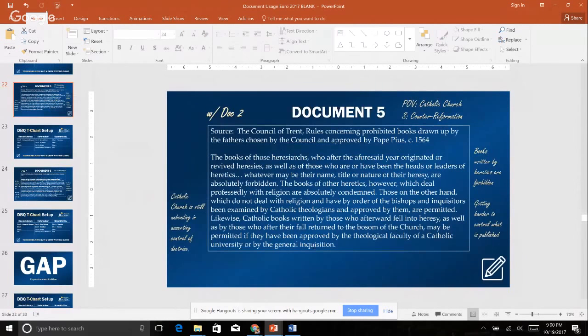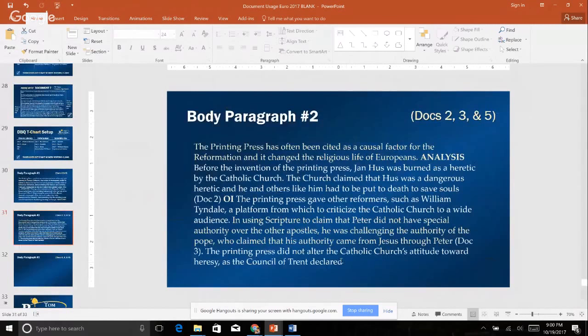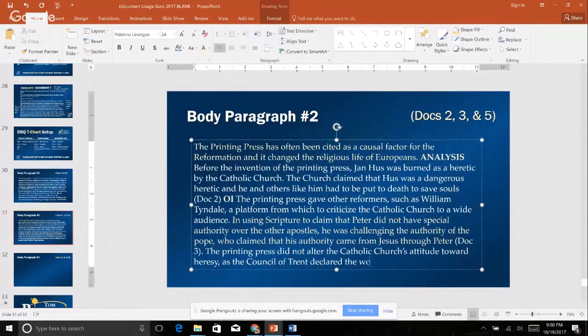And so we see here that they're banning the books of heretics. So the Catholic Church banned books written by heretics in an attempt to continue to control religious doctrine. What we see there, we could even put as possibly a purpose. So when we see that, that is Doc 5.